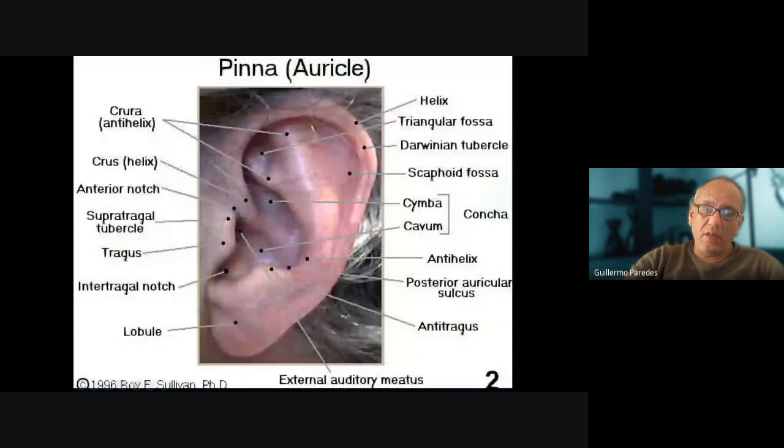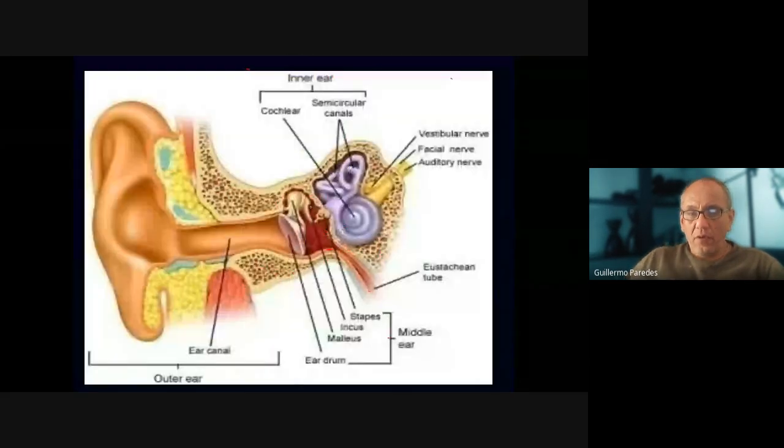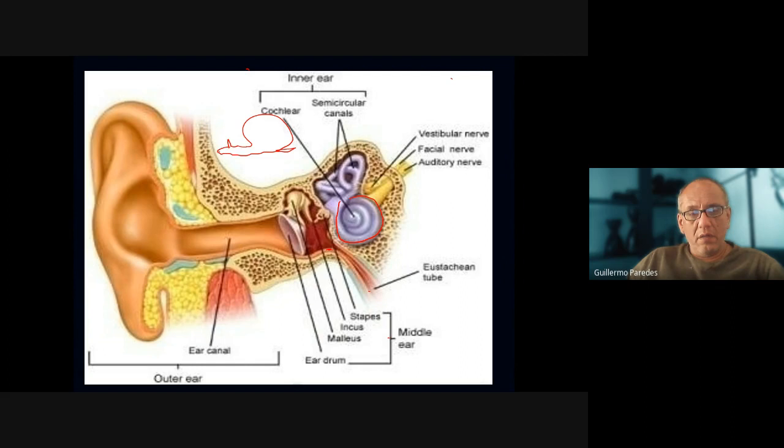Let me see if I have another picture here. There you are. So can you see this image? It looks like a snail, right? This is the snail. The snail is something like this, right? So this area is called the cochlea. Question for the exam: cochlea. I'm going to write it down better. Cochlea. This is a cochlea.